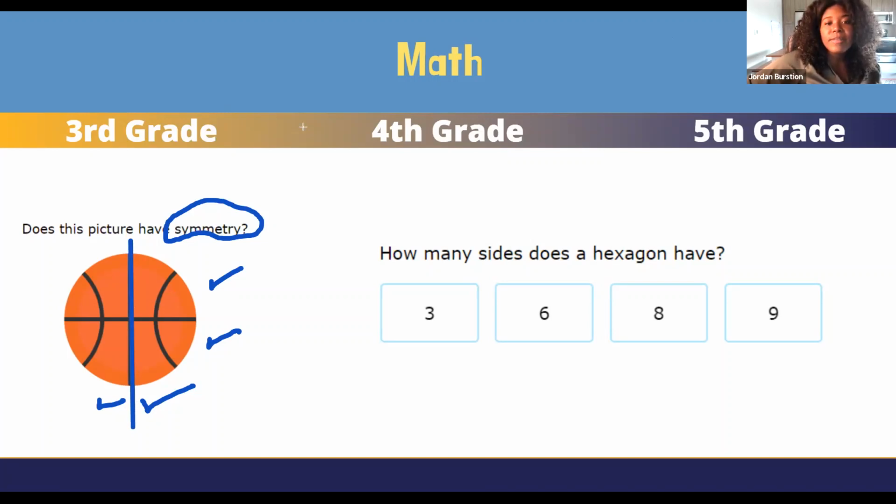And I'm going to see what you just put in the chat. So you said yes. Great. So this picture does have symmetry. If I cut the basketball in the middle, it looks the same on the left and the right. Or if we cut it this way, it would look the same on the top and the bottom.